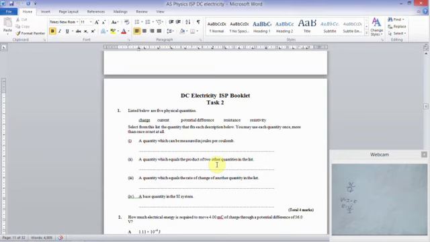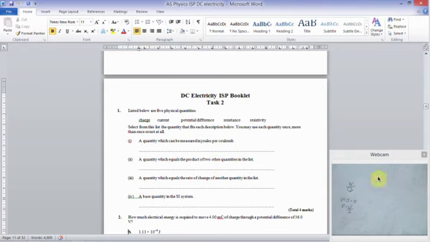A quantity which equals a rate of change of another quantity on the list. As we know, current is a rate of flow of charge, so it's a rate of change of charge, so that must be current. Next, we want potential difference, current, a base quantity in the system. We know that current is a base unit, so amps is a base unit, therefore current is a base quantity.